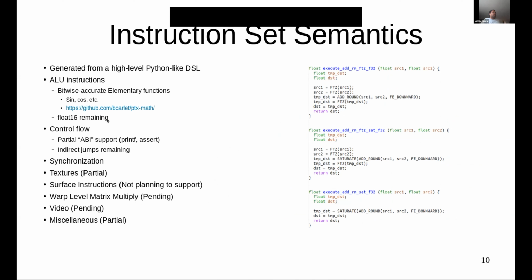Still have to do 16-bit floating point support, but everything else is there. We have control flow support, except indirect jumps, and we support the ABI, so printf and assert statements work. All the synchronization stuff works, textures, partial support. We don't plan to support surface instructions. Let me know if you need them. And we have some other stuff still to do, warp level matrix multiply, video, and so on. So this is built as a library that you can just directly use in whatever you're writing, even if you're writing an interpreter.